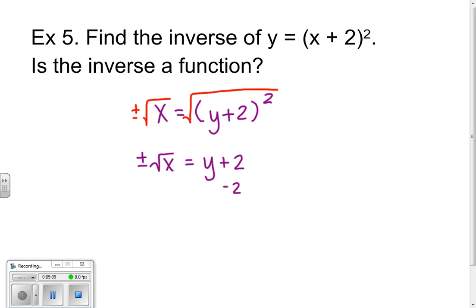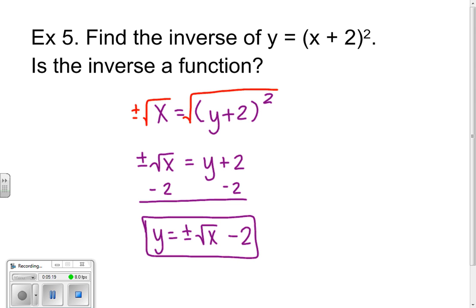Then I'm going to subtract 2. It is really important that you see that the plus or minus square root of x is separate from the minus 2. That radical doesn't go over the negative 2. It's two different things. This also will not be a function because its inverse is plus or minus. Plus or minus means for every x value you put in, you'll have two y values. x would repeat, and that makes it not a function. It would fail the vertical line test.